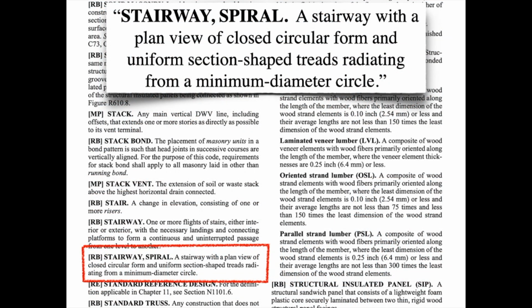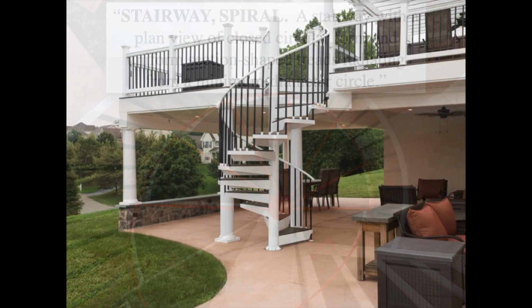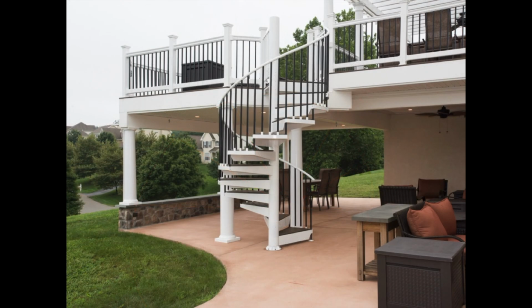Let's start by looking at the definition in Chapter 2 for spiral stairs, because it's pretty specific. It's a plan view of a closed circular form with uniform section-shaped treads radiating from a minimum diameter circle, just like you see here. Now, the reason this is so specific is because spiral stairs are accommodated some reductions in minimum clearance, riser height, tread depth, and folks will often try to claim something as a spiral stair simply to get those relaxed code requirements.